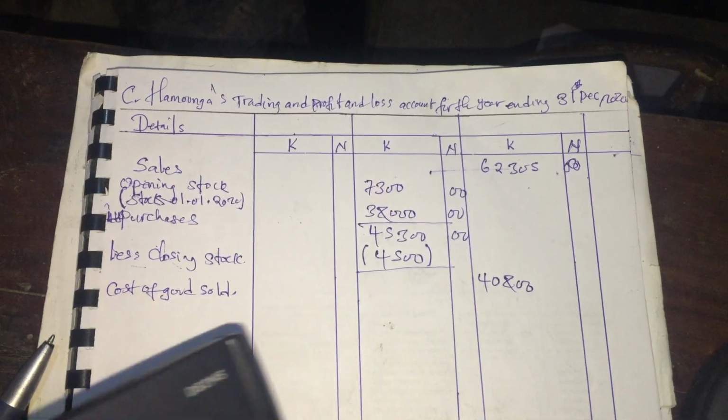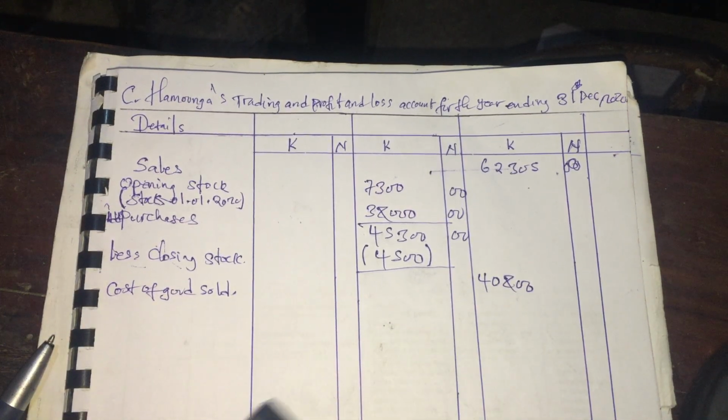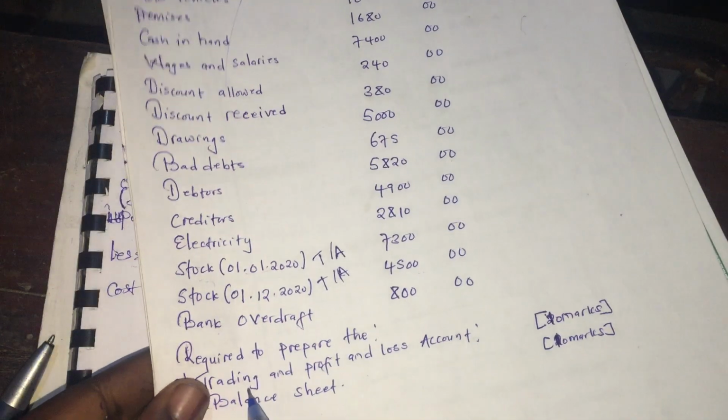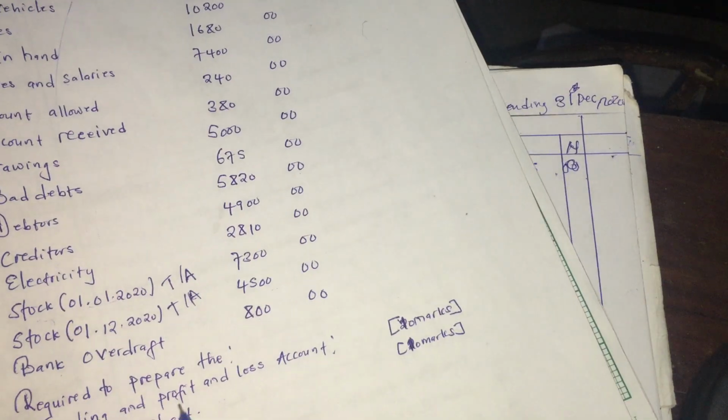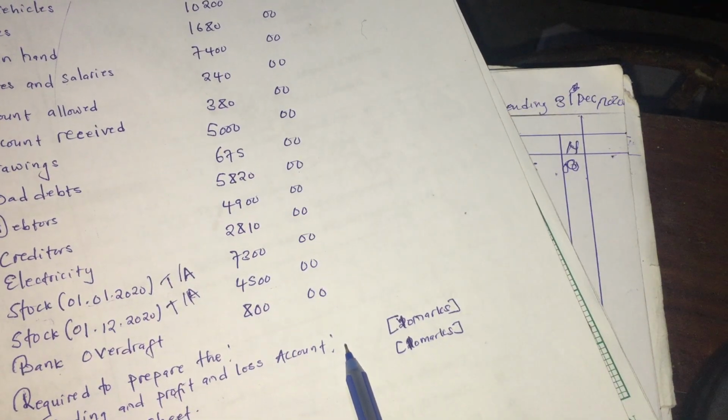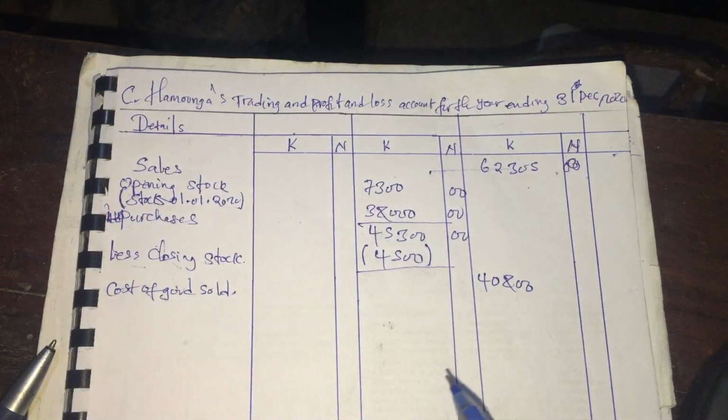So we proceed. This is how the trading account now ends. If you check our question, it says trading. So now we'll be starting with the profit and loss.